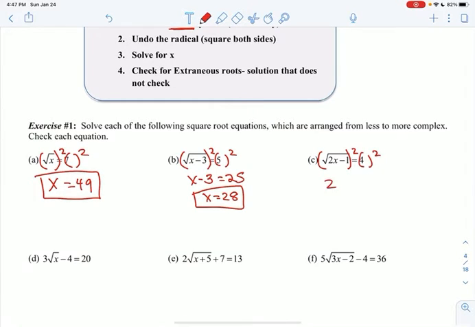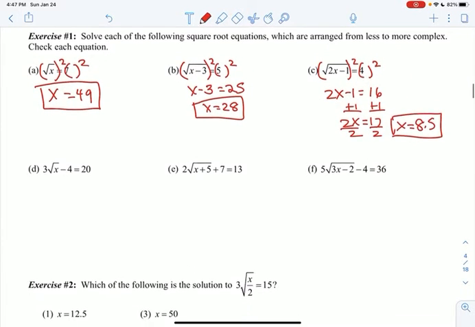C, I still have the radical by itself, so I square each side. By squaring it, I get rid of the radical. 4 squared is 16. I add 1, and then I have to divide by 2. So I get x equals 8.5. So those are fairly quick and easy.